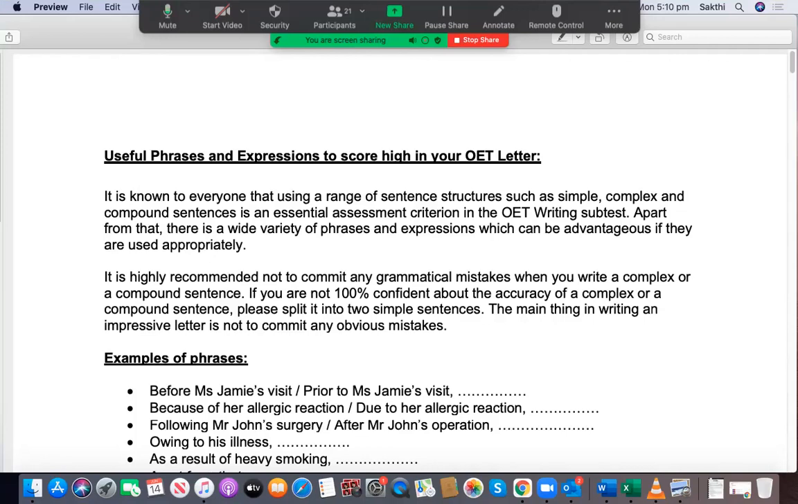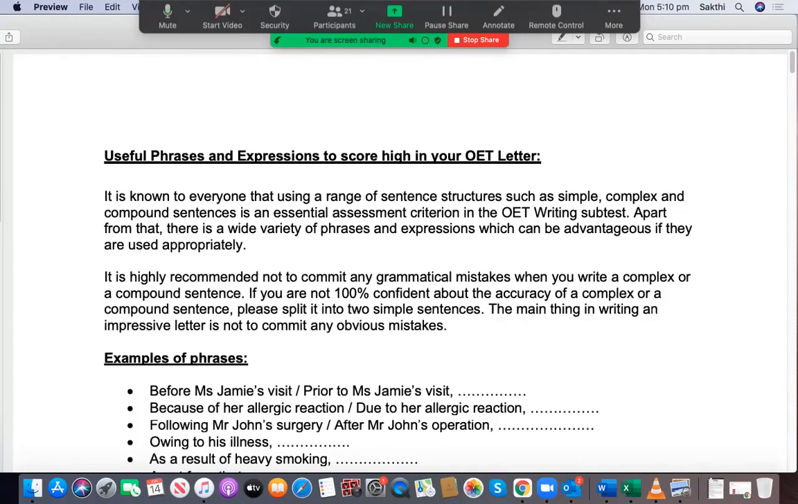And this is a free session which I have arranged to help you understand the importance of using the phrases and expressions along with the tenses properly in your OET letter so that you should be able to pass your examination.